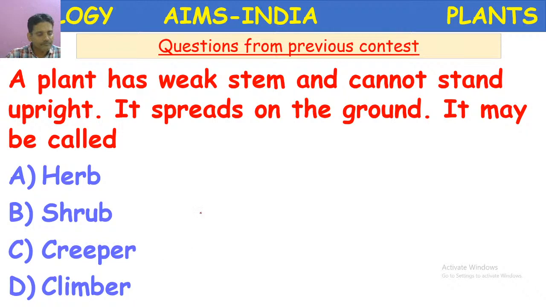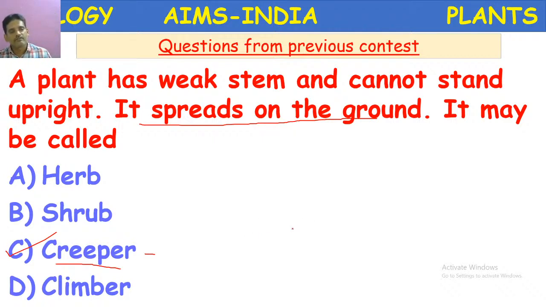Very good. Wrong. Climber, you said. Okay, friends, here the answer is creeper. So what is the difference between a creeper and a climber? Both are weak-stemmed plants, but here the question says it spreads on the ground. Creeper example, can you say? Cucumber, very good. Watermelon, pumpkin, they are called creepers. See the beauty of nature, how the plants are divided.